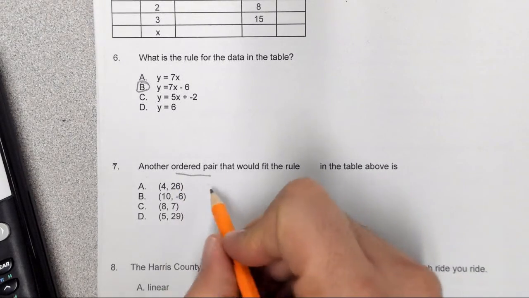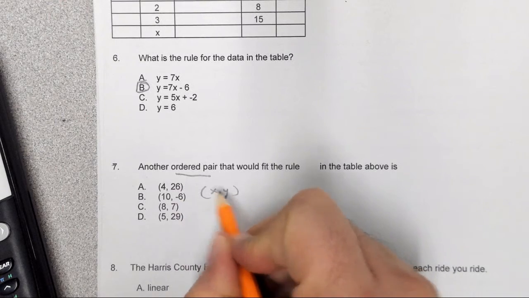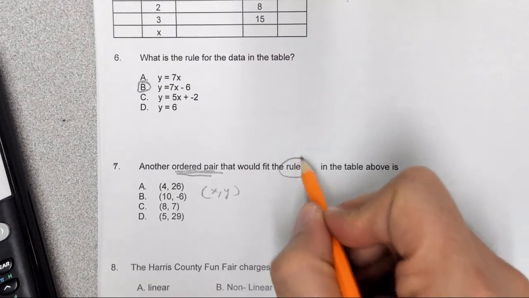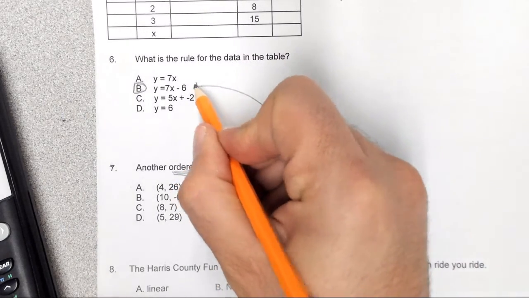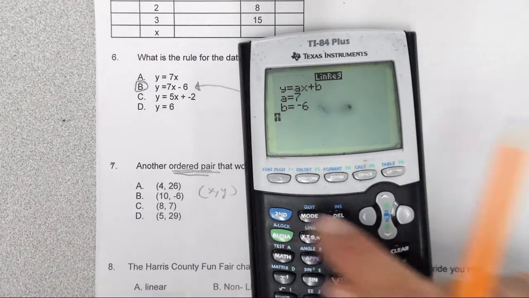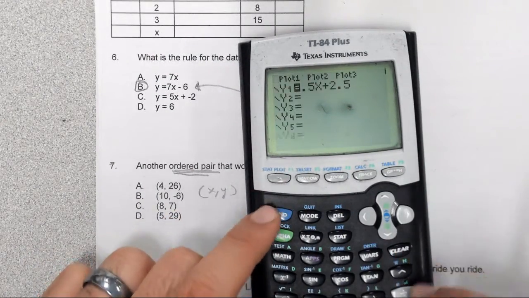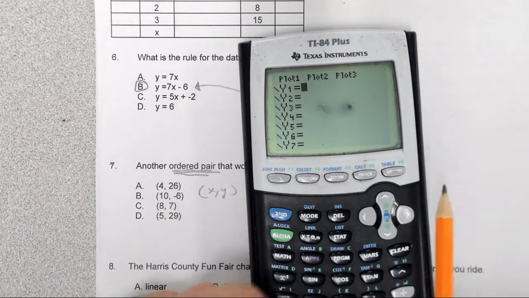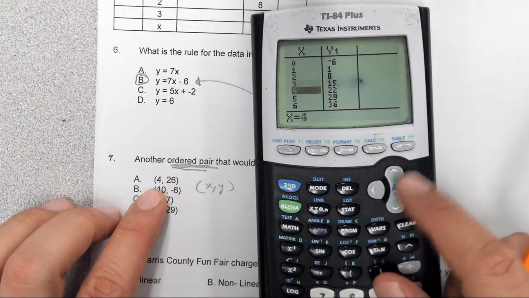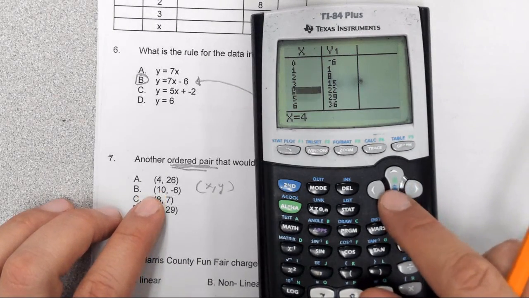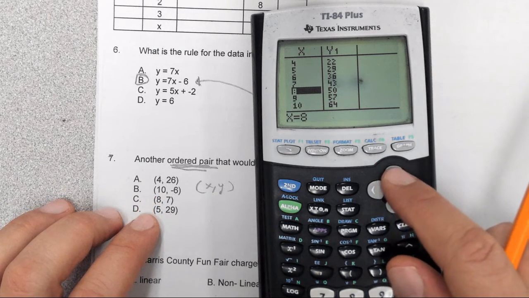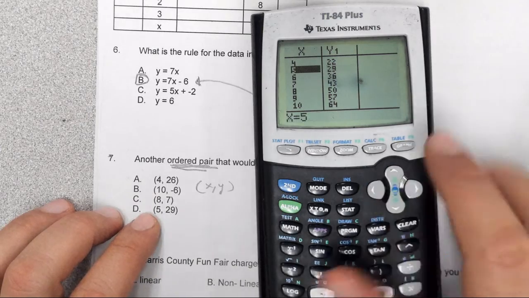Another ordered pair, that means a point like this, an X and a Y. That's what an ordered pair is. That would fit the rule in the table above. That would fit this rule. So I'm looking for another point that's from that equation. Well, I know that equation starts off with Y equal to. So all I do is go to Y equal to and put 7x minus 6. And I can look at any point that you want. The first one says 4, 26, and that is not correct. 10, negative 6, that is also not correct. 8, 7, that's not correct. 5, 29, that one is correct.